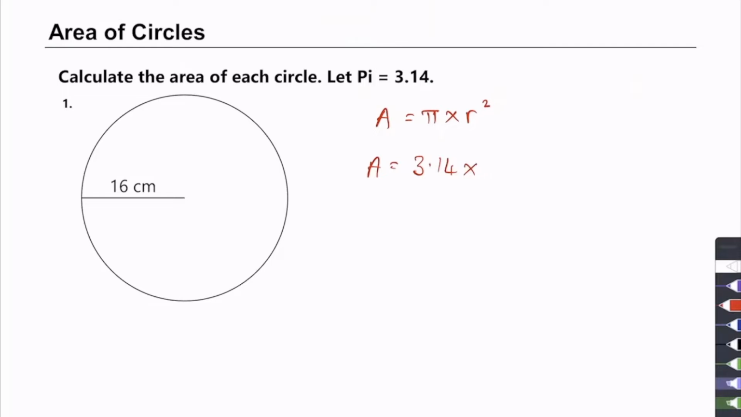Now the radius is from the center point of the circle to the circumference or the outside edge of the circle. And in this case, it's 16 centimeters. So it's 16 squared. And remember, the square symbol just means you multiply the number by itself. So 3 squared is 3 times 3. 4 squared is 4 times 4. 16 squared is 16 times 16, which in this case is 256. So we know that's going to be 3.14 times 256.